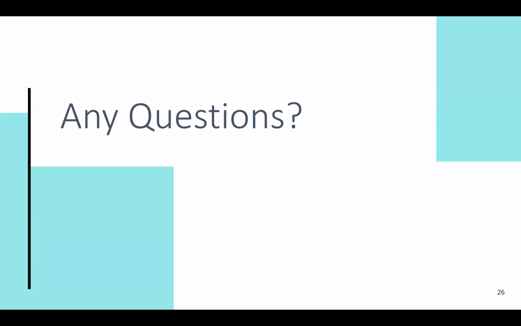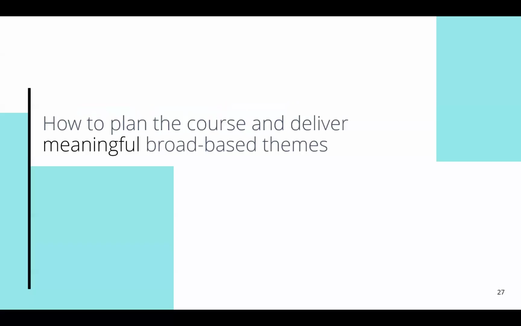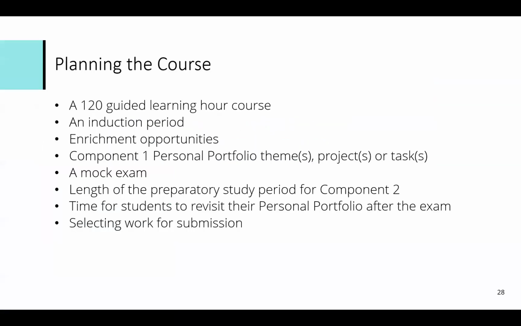Okay, we'll move on to the next. So, how to plan the course and deliver meaningful, broad-based themes. Planning the course: the International GCSE Art and Design qualification is a 120 guided learning hours course of study. This is a recommendation from the exam board. You have the option of delivering the 120 guided learning hours over 1, 2, or 3 years, but we do not recommend delivering this qualification in fewer than the recommended 120 guided learning hours.